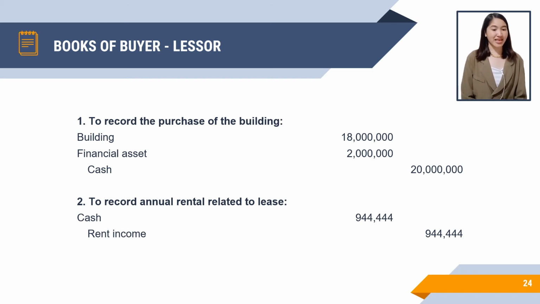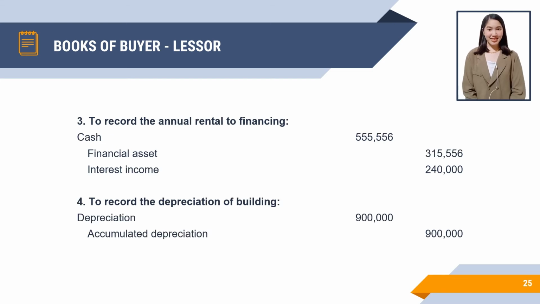Then the second transaction is the annual rental related to lease. So, since diba lahat nga sa rental income and financing or financial asset yung annual rental natin, itong portion na to muna is related sa lease. So, we have to debit cash, 944,444 pesos. Then, credit rent income, 944,444 as well.